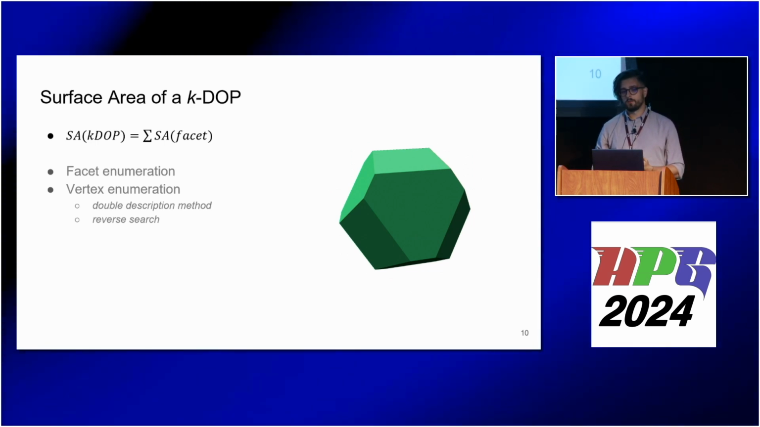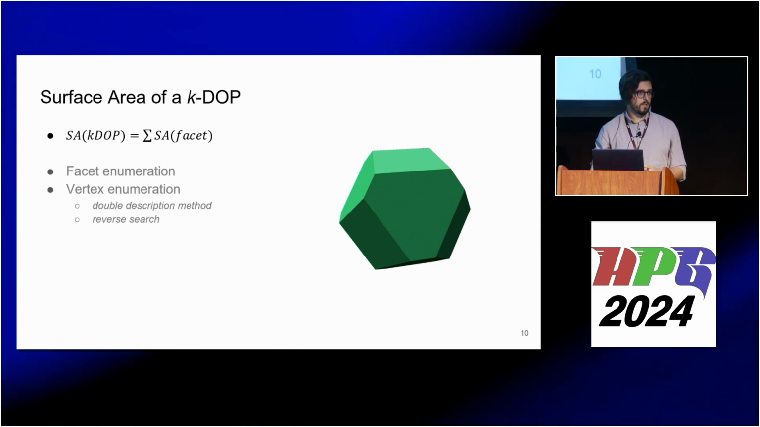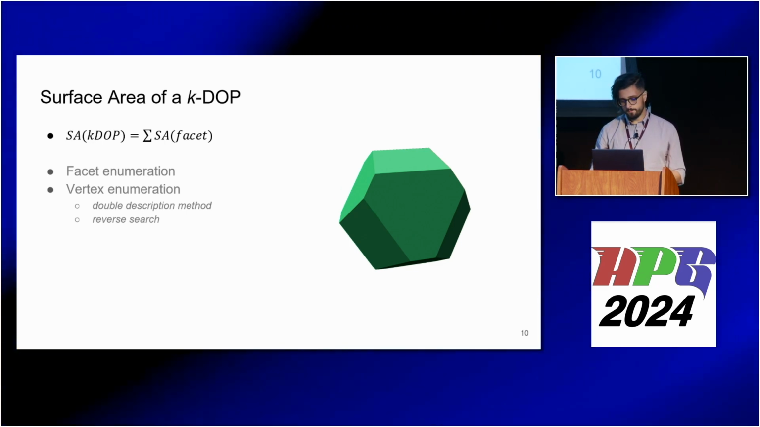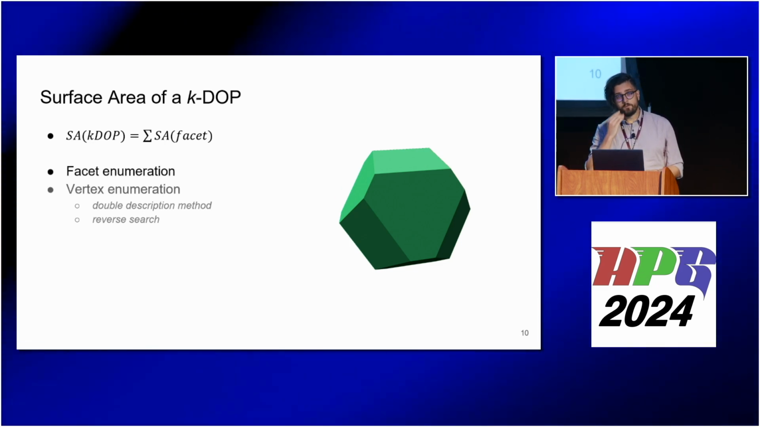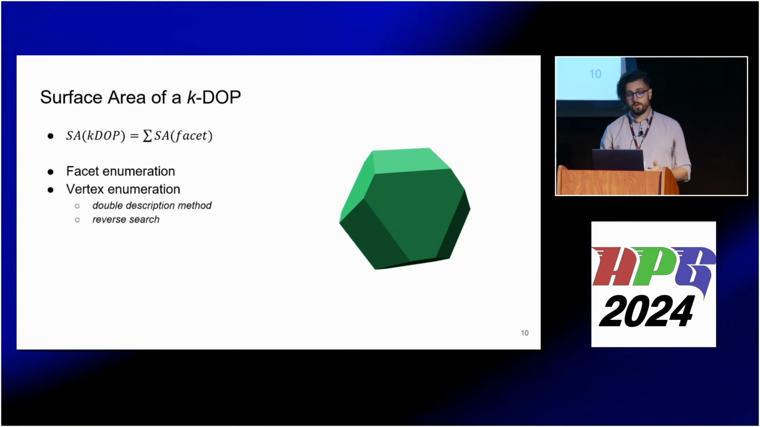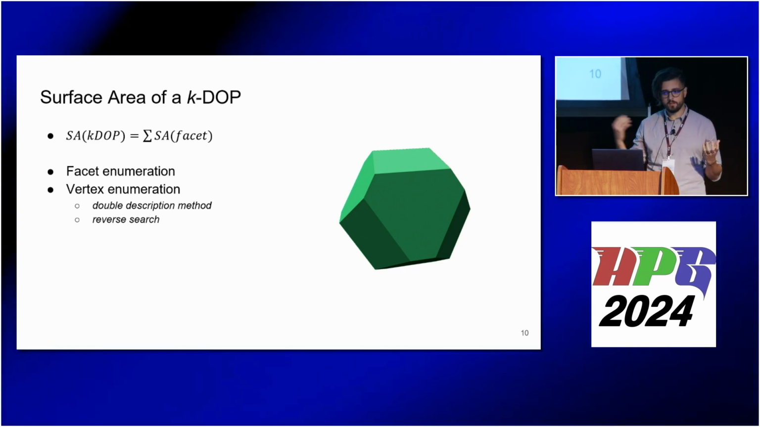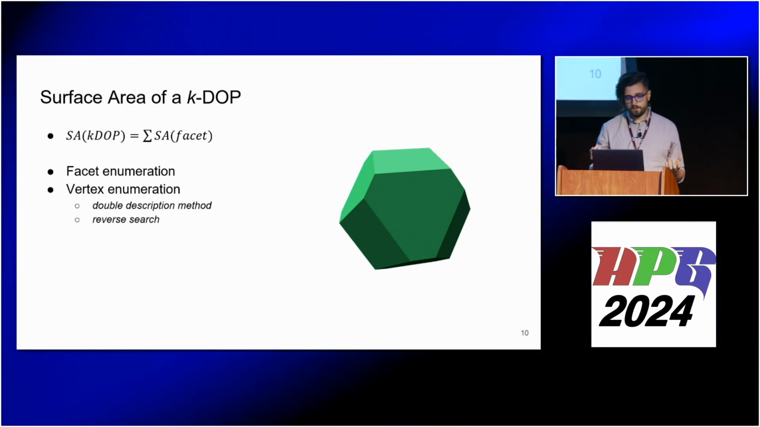So for these 14-DOPs, or even more complicated polytopes, we have a mathematical apparatus to deal with this. But from a computational standpoint, it is really, really expensive. However, our 3D 14-DOP is a lot more constrained than a general polytope. So perhaps we can do better.